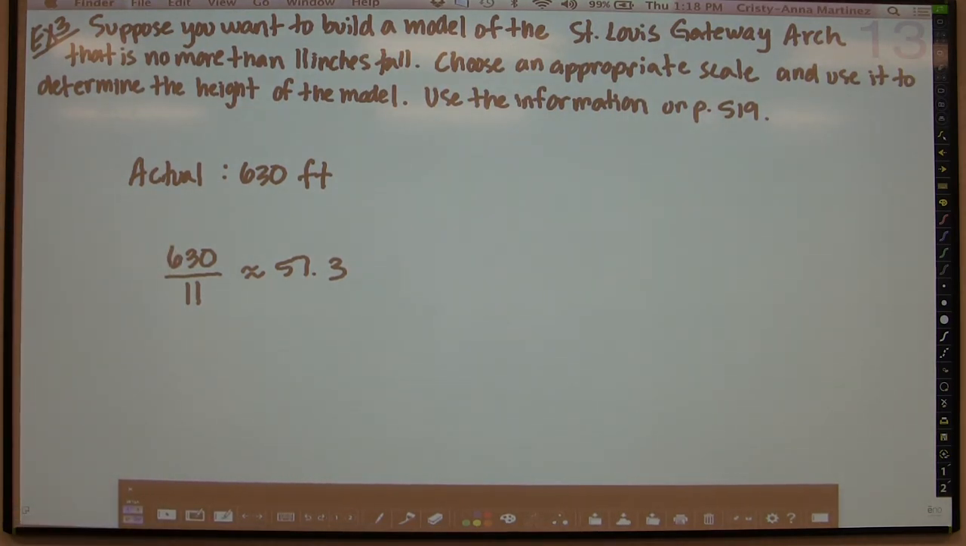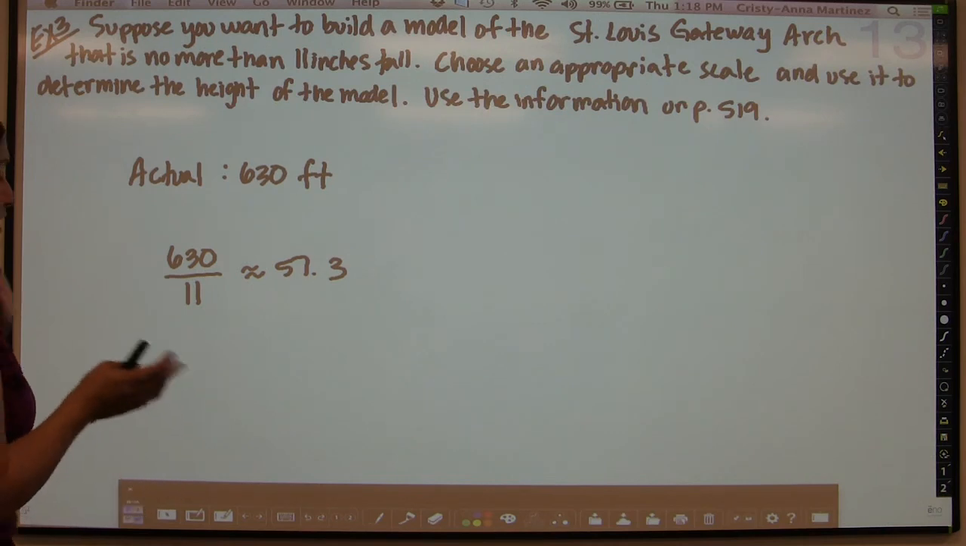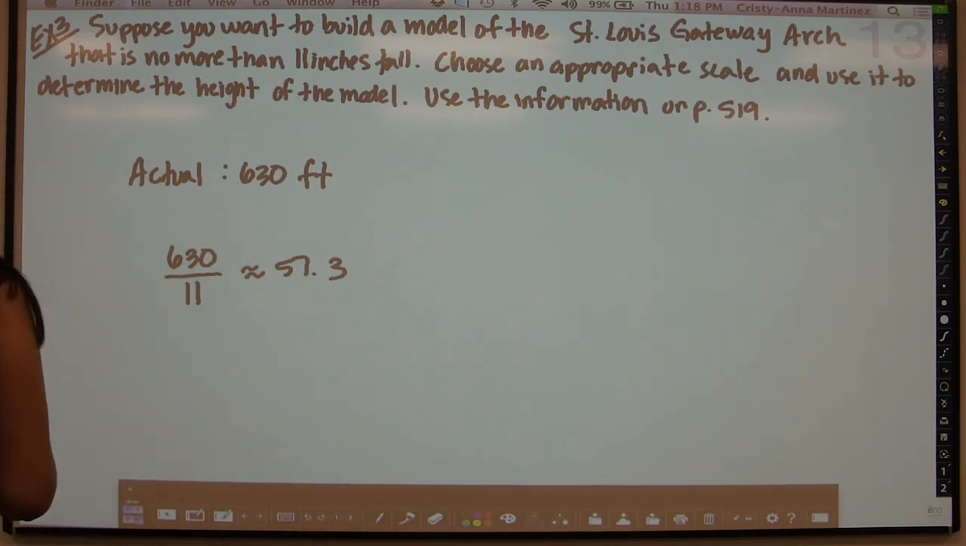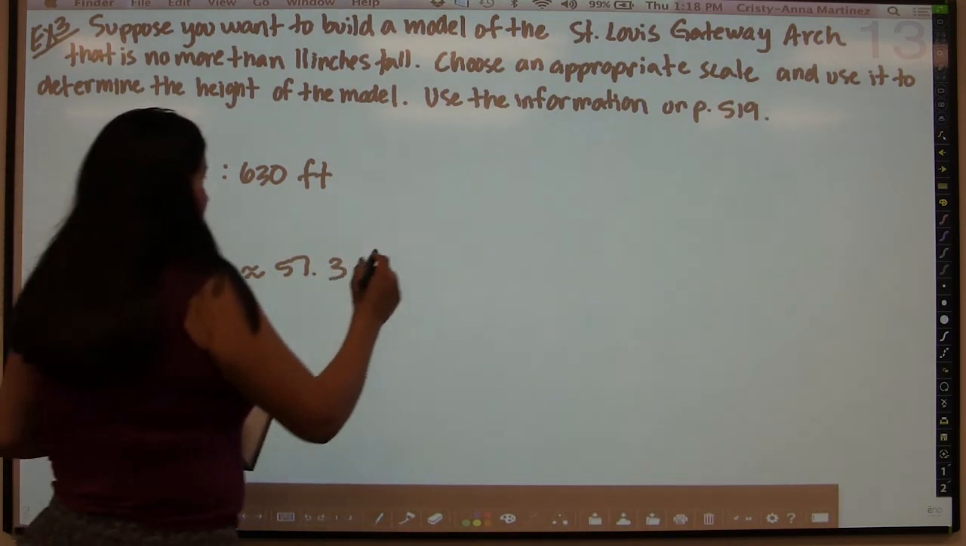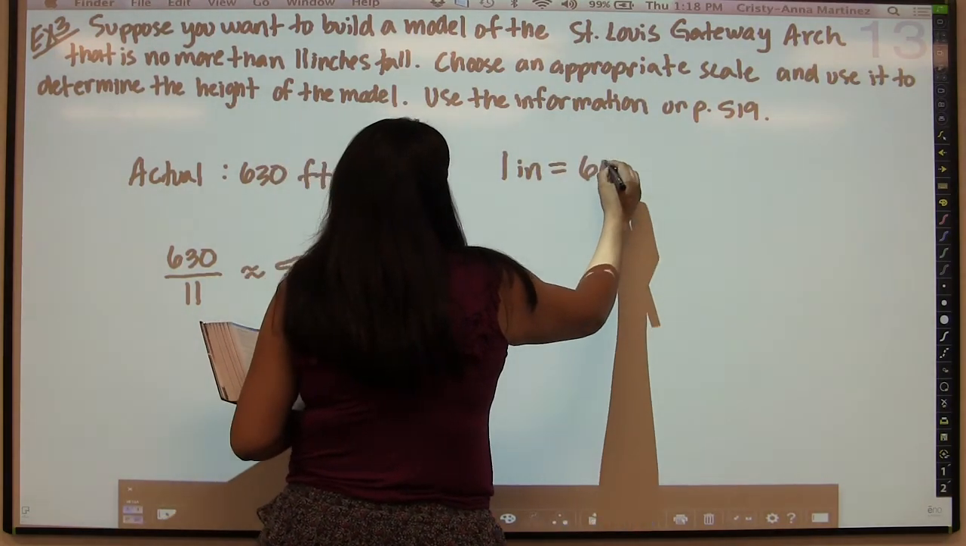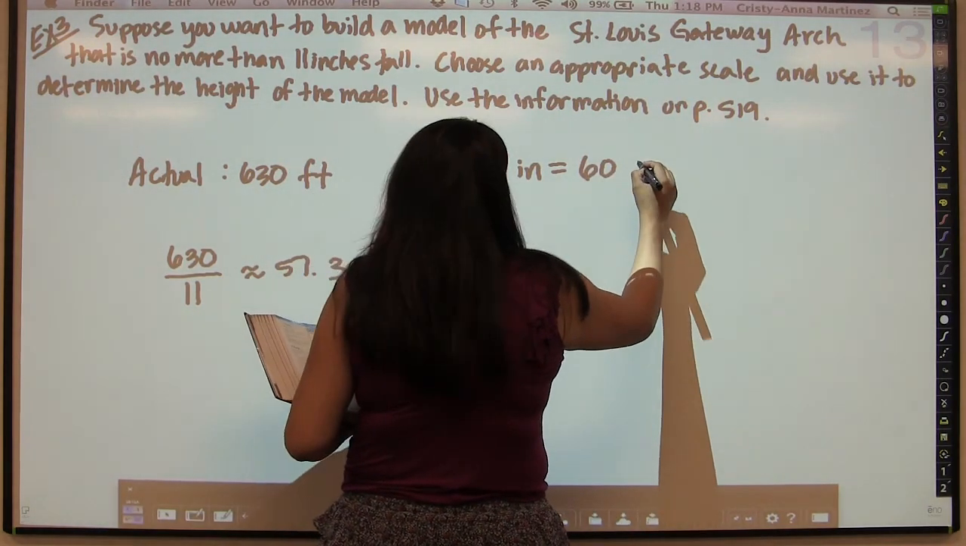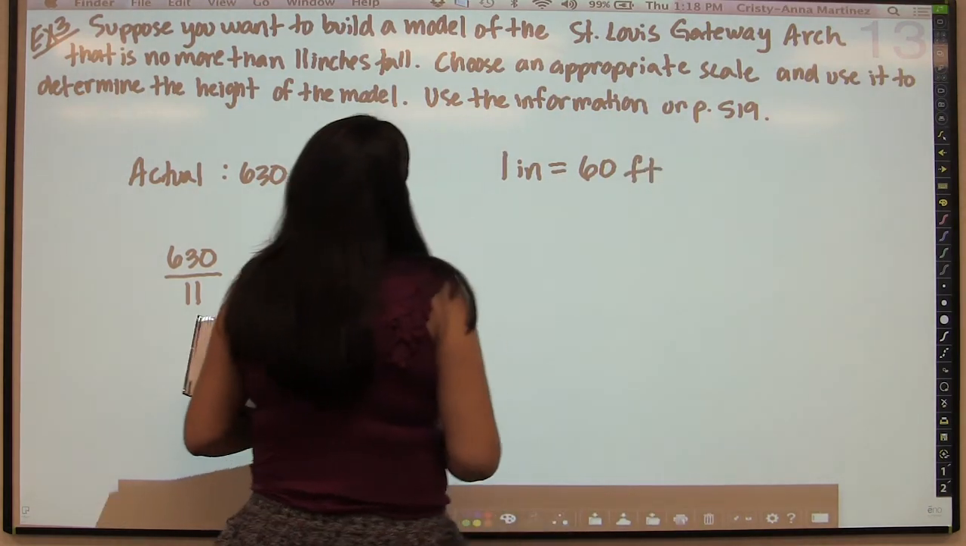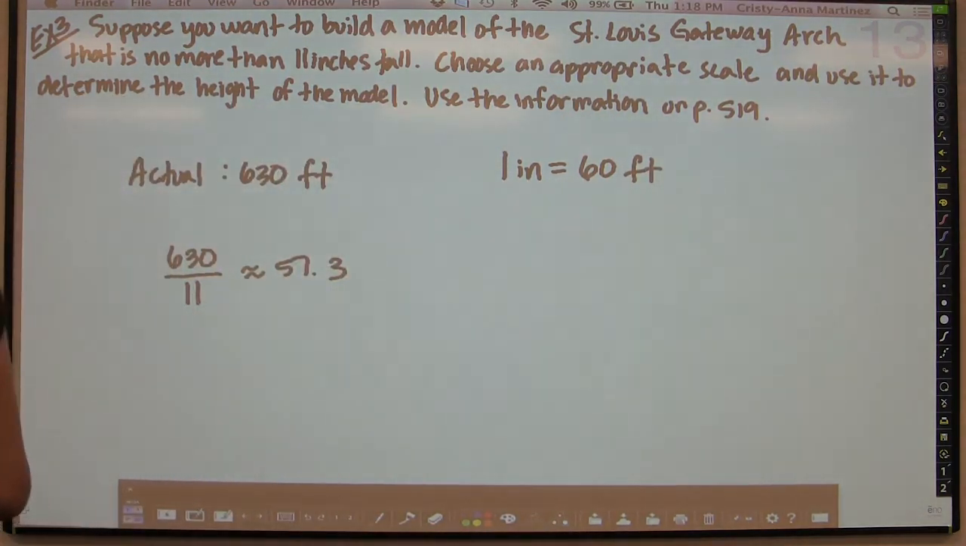So it says here, choose an appropriate scale. You don't want to use 57.3, that's just a very strange number. So since 57.3 is close to 60, it would make sense for us to use a scale that is 60. So we're going to say that our appropriate scale is going to be 1 inch equal to approximately 60 feet. So that's the first part, to choose an appropriate scale.